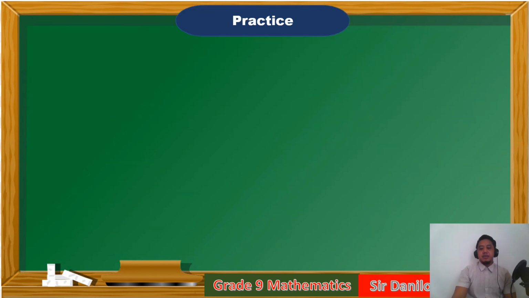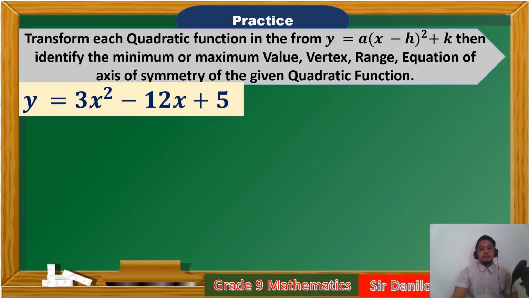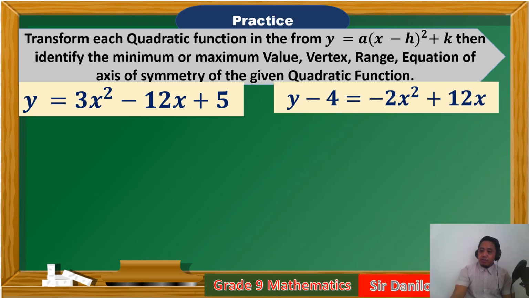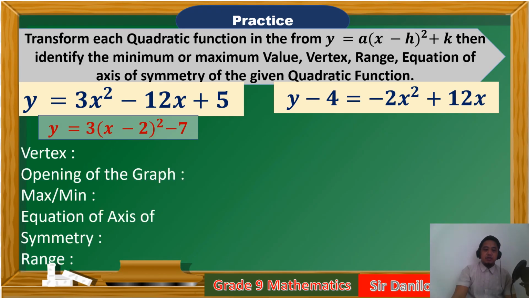Yan, practice na tayo. Ibig sabihin, kayo na. So, transform nyo lang yan into vertex form. Then, identify the vertex. Okay? So, yan. Ken, ipopost mo muna yung video kung kaya mo para matest mo kung natuto ka today. Okay? So, let's see. Yan. Ang vertex form niyan is y equals 3 times x minus 2 squared minus 7. Pag nakuha mo na yan, mabibigay mo na agad yung vertex.